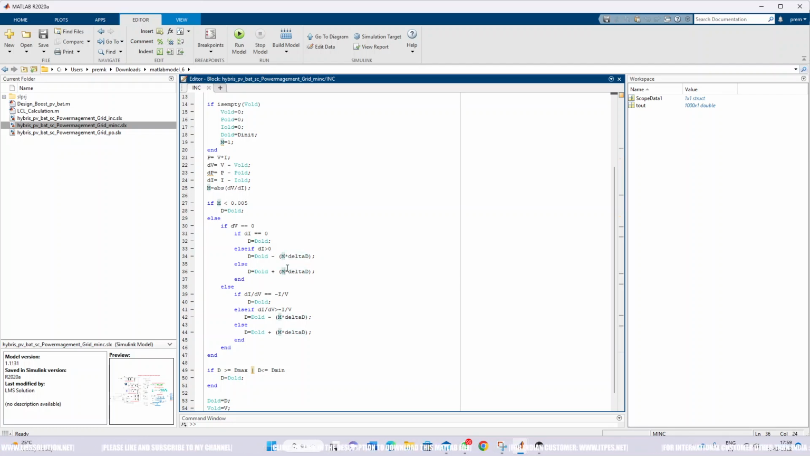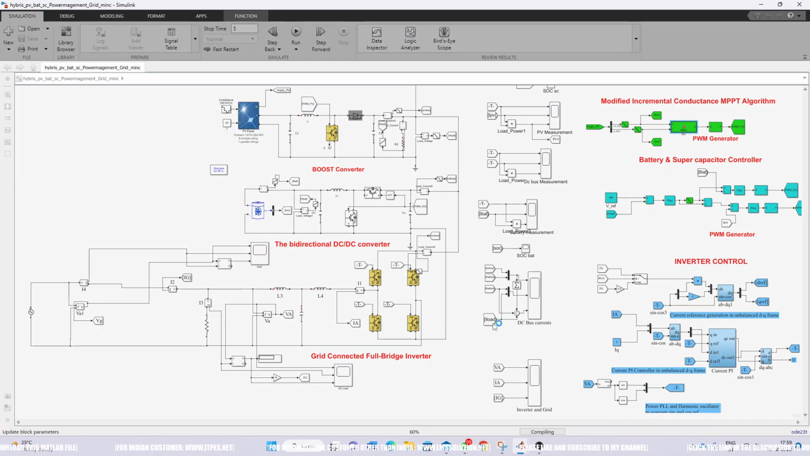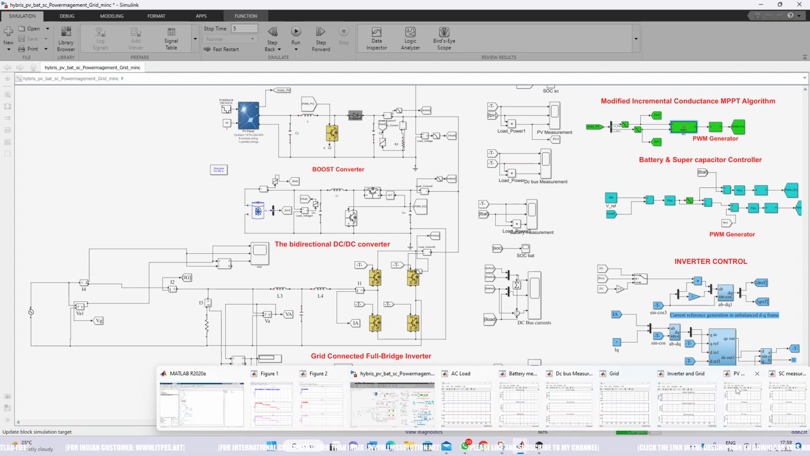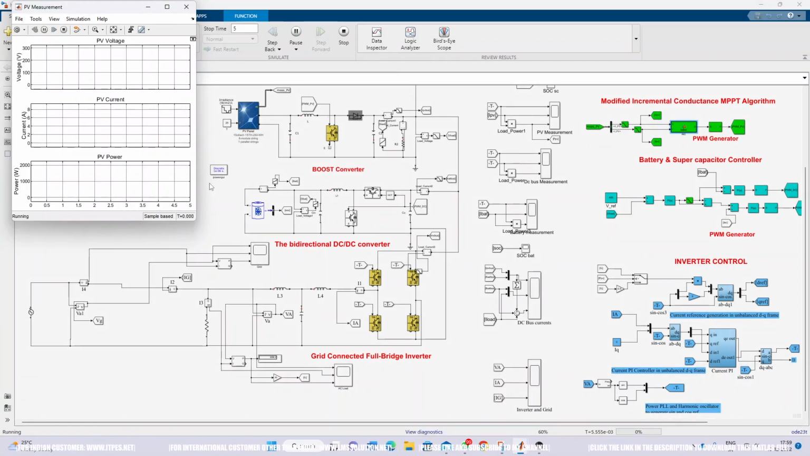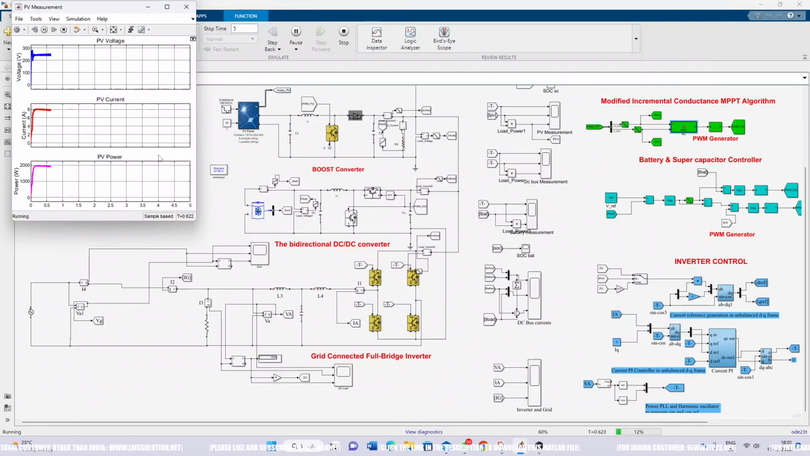So this is a modified version of incremental conductance. Same as incremental conductance, we only have to multiply this m parameter into the delta t. So it's a modified version, and it will provide a better result than incremental conductance and P and O MPPT. So here I'm going to simulate this model and then check the PV power. This is the result of modified incremental conductance MPPT.